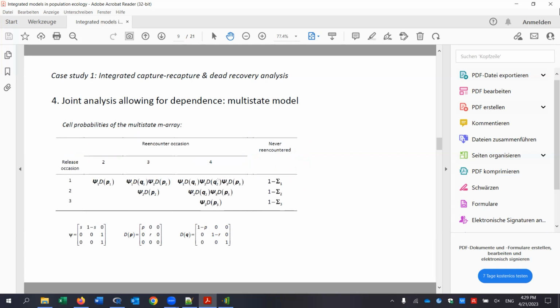The probabilities of the M-array also look a little bit more complicated, but we can use matrix multiplication, and then we have this structure here. Basically, individuals that are released at the first occasion can be re-encountered in the second occasion. This is expressed with the matrix multiplication of the state transition matrix psi and the re-encounter matrix, which is this bit here. We also have a matrix with non-encounters, that's just 1 minus p or 1 minus r. We define this also, and then can use matrix multiplication to get this formulation here.